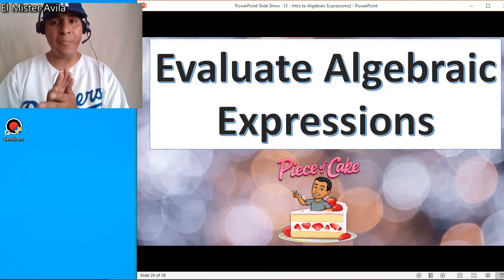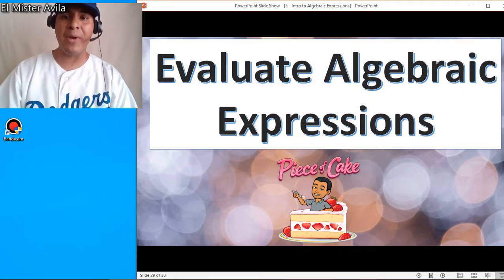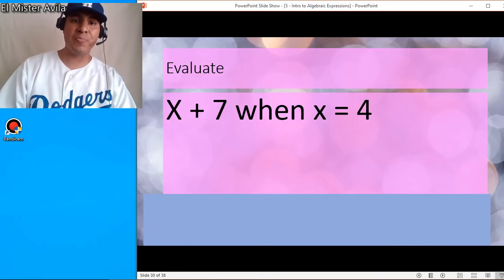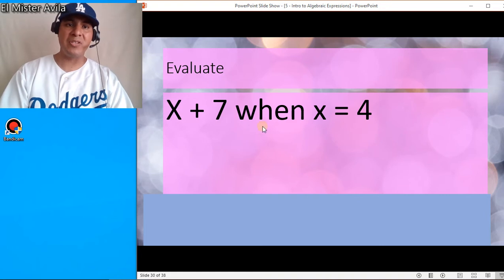So we're going to end with our portion of the lesson where I really want you to practice this and see if you understand how to evaluate an algebraic expression. So I have an expression, x plus 7.